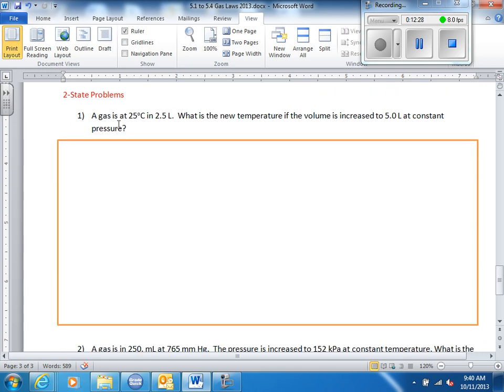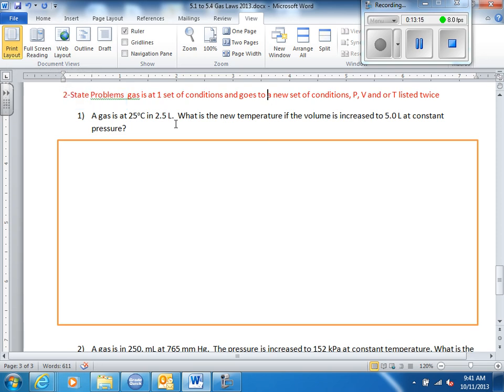Okay. There's something called a two-state problem. In a two-state problem, the gas is at one set of conditions, and then it moves to another. Gas is at one set of conditions and goes to a new set of conditions. And you'll know these problems because you will see P, V, or T listed twice. So this twice here, two-state. If you see something twice, you know you have a two-state problem.